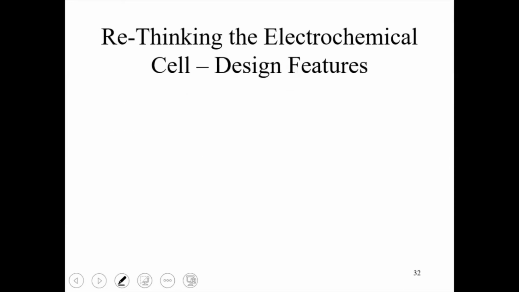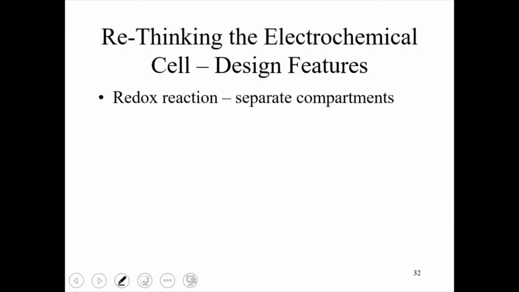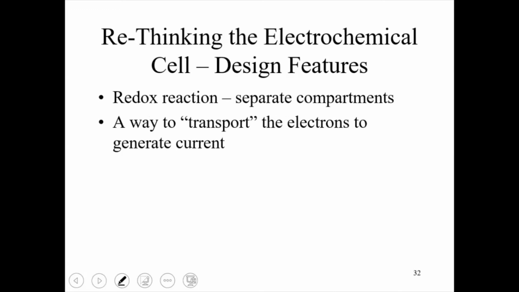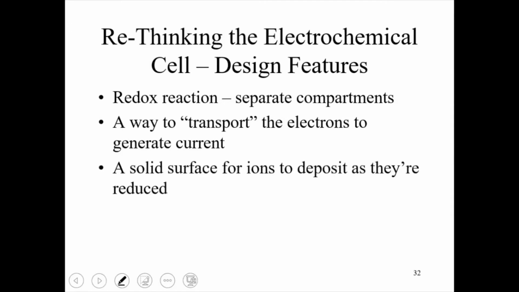So these are some of the design features in a typical electrochemical cell. Remember, first thing we need is a spontaneous redox reaction. And we want to keep that in separate compartments so that we can run the electrons through an outside circuit and capture that electric current as energy. Now, we need a way to transport the electrons. In the electrochemical cell, we just had wires, but like I said, the galvanic or electrochemical cells that we showed you before are very unwieldy in terms of moving them around.